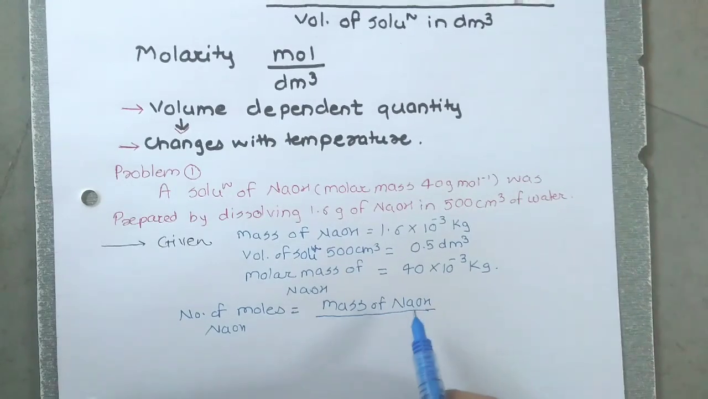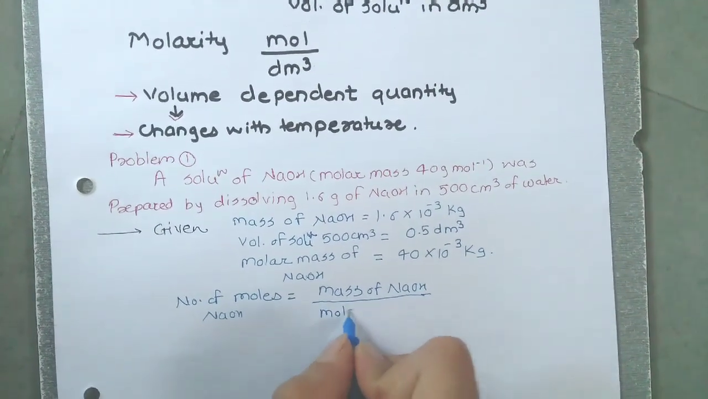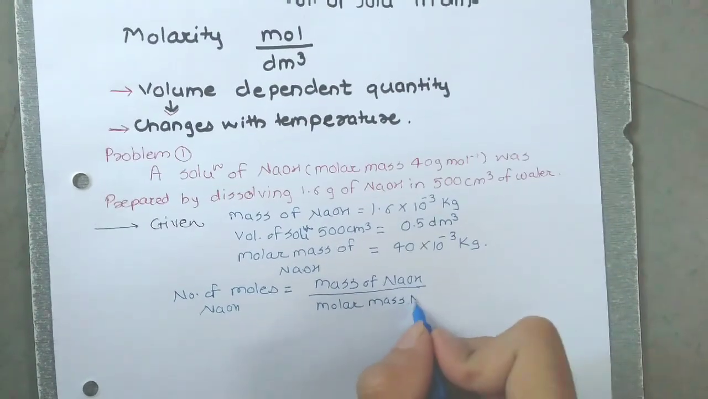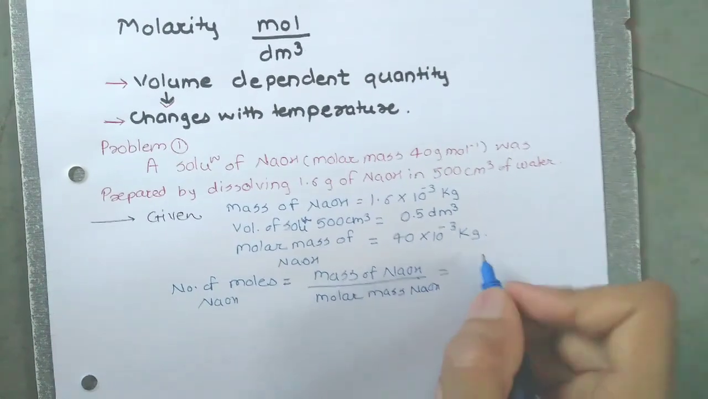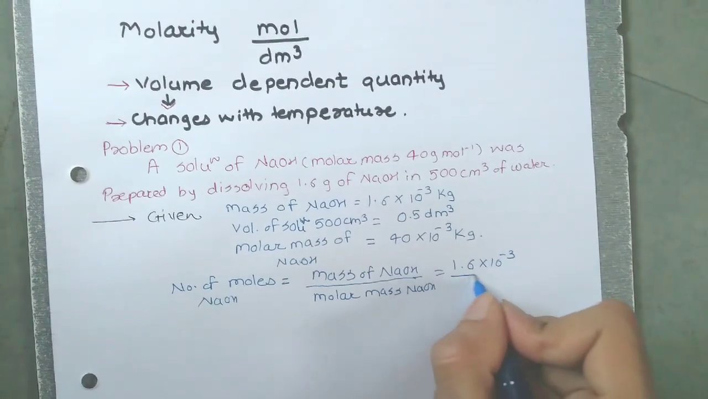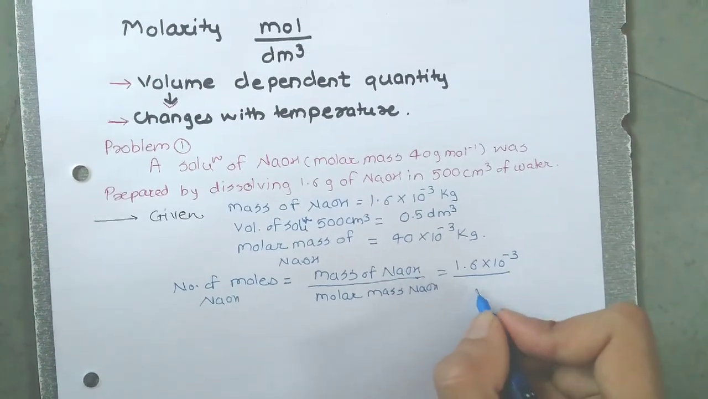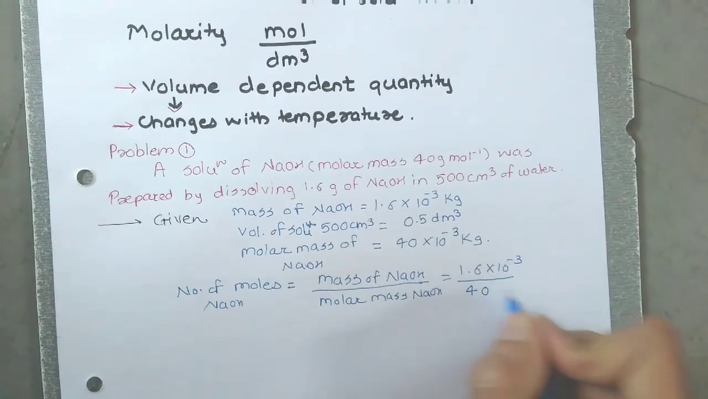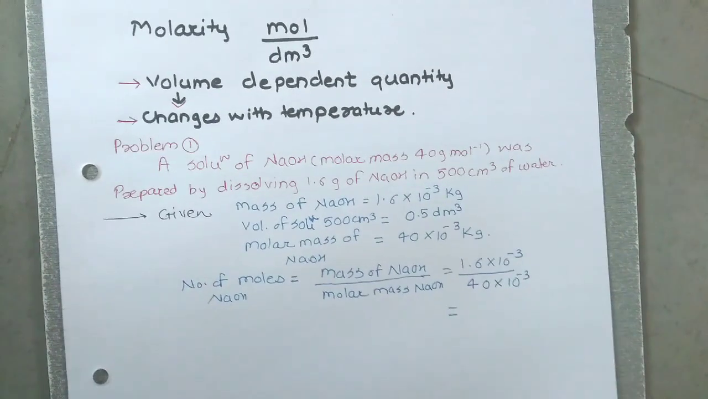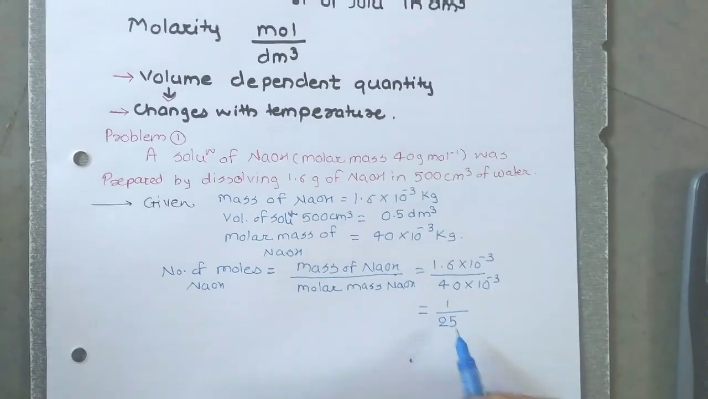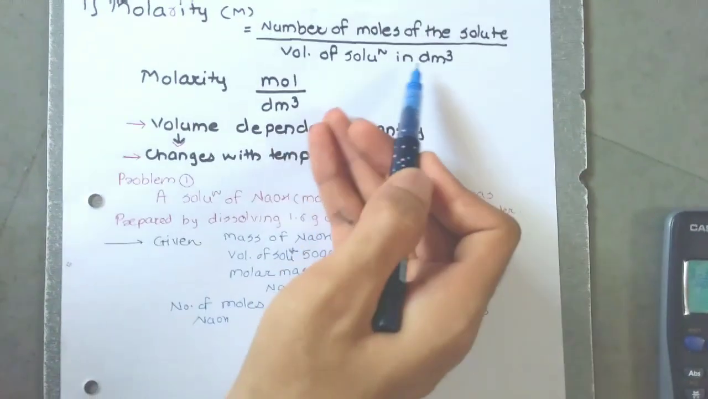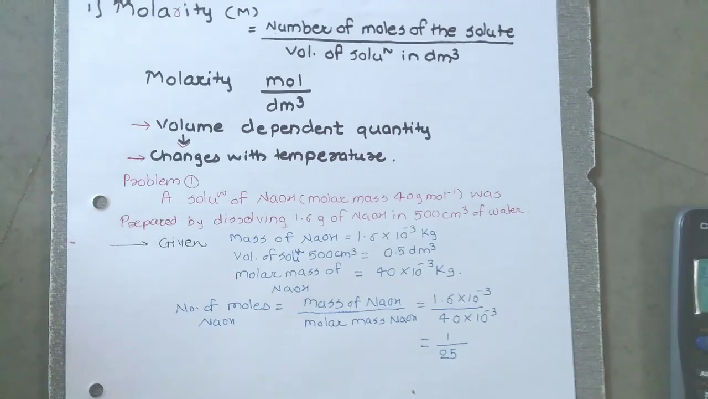Here it is mass of NaOH to the molar mass of NaOH. So we can write it as 1.6 into 10 raised to -3 divided by 40 into 10 raised to -3. Here the answer is 1 upon 25. Now we will put this value in this. Volume of solution is also given, so we can solve this.